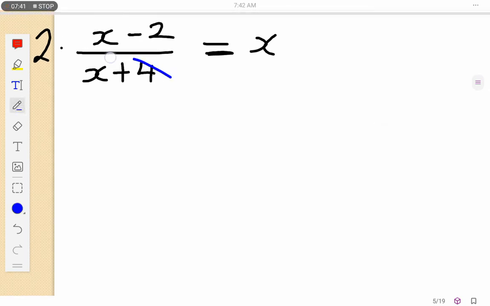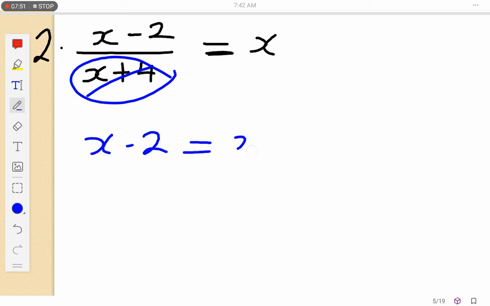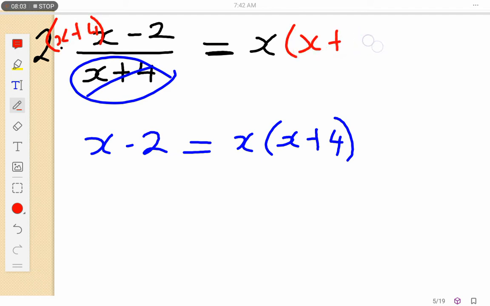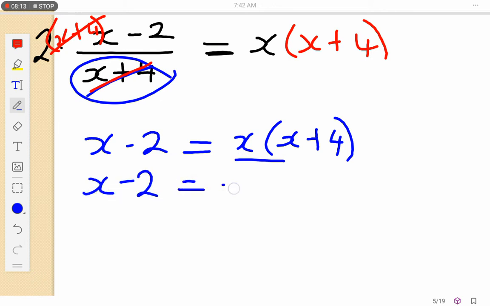We can multiply both sides with this one, and this side will cancel off with the same factor there. So I'll remain with x minus 2 is equal to x multiplying that x plus 4 there. Okay, so basically I can even write for you guys x plus 4 here and x plus 4 here. So this one will cancel off with this one. Basically that's what I'm saying. Okay, let's continue. So we have here x minus 2 is equal to here x squared plus 4x. That's what we get there.